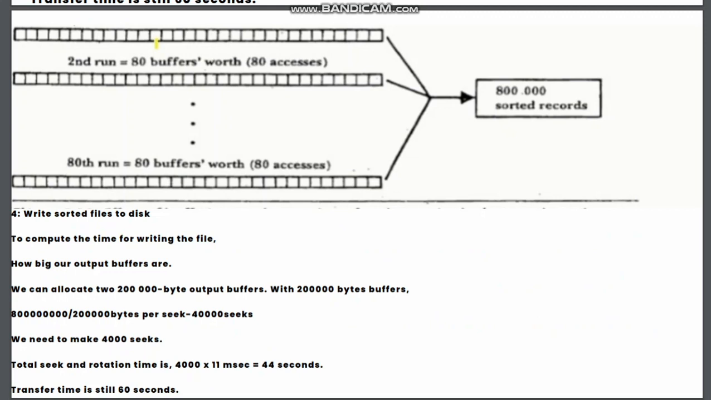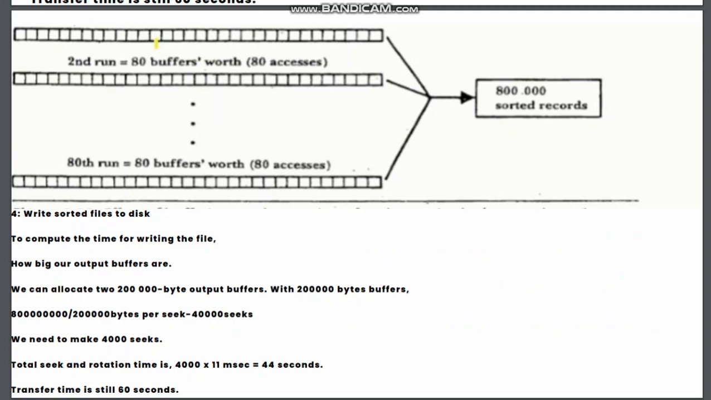In the fourth step, we have the merge sort model where the 80 runs, with 80 buffers worth and 80 accesses to each run, are merged. With the merge sort applied, we get 800,000 sorted records. Fourth, with step 4 we write sorted files to disk.